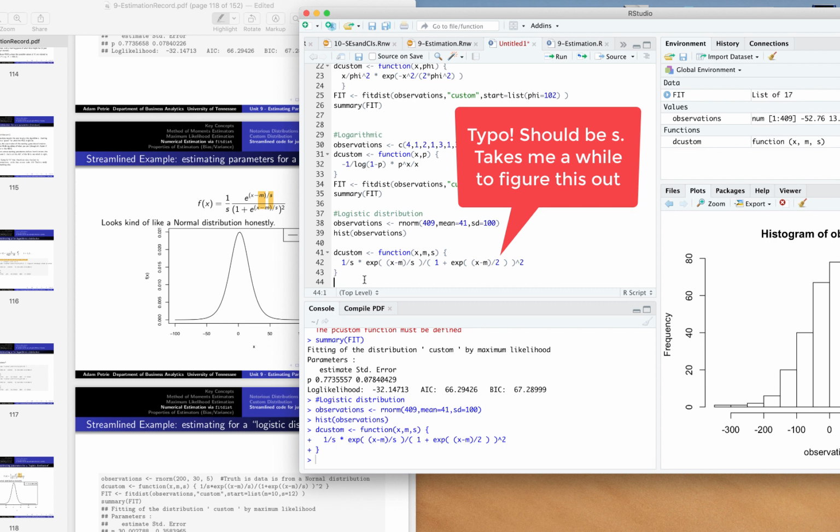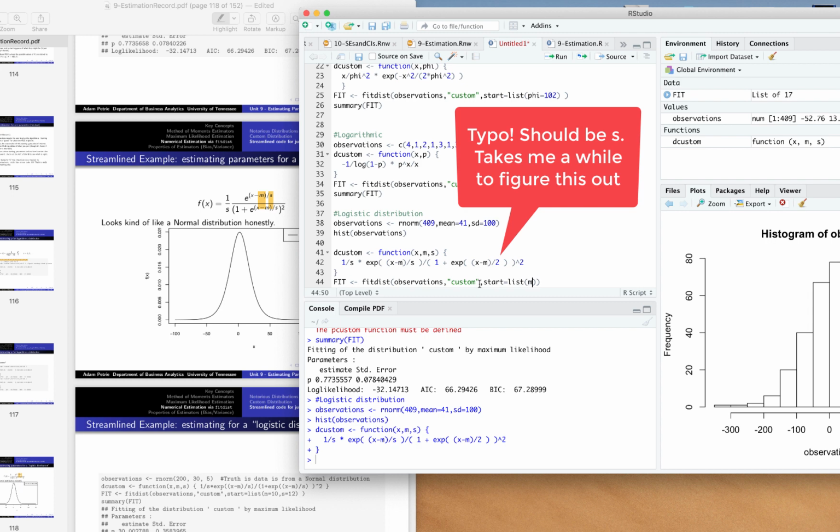So that's defined. Let's run fitdist. So observations, whatever the name of my data vector that's containing my data, make sure that is the first argument. Second argument will be custom in quotes because that's the name we chose that followed the d. And we have to give it some starting guesses. So since there's 2 unknown parameters, 2 starting guesses.